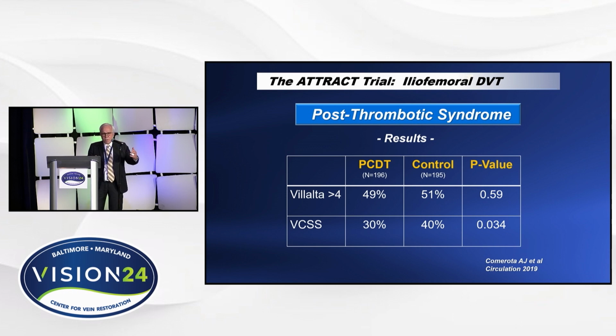But we argued, when we were writing the protocol for the ATTRACT trial, about whether we should use the venous clinical severity score or just the Villalta score. Well, we finally decided on the Villalta score. If we had chosen the venous clinical severity score, it would have been a positive study, and we'd be very happy, and we would have reached our positive endpoint of significant reduction in post-thrombotic morbidity. But we didn't choose the VCSS as a primary endpoint. We chose it as a secondary endpoint.